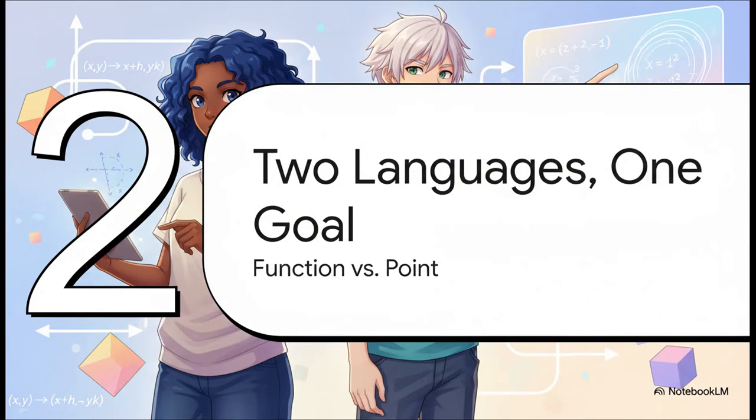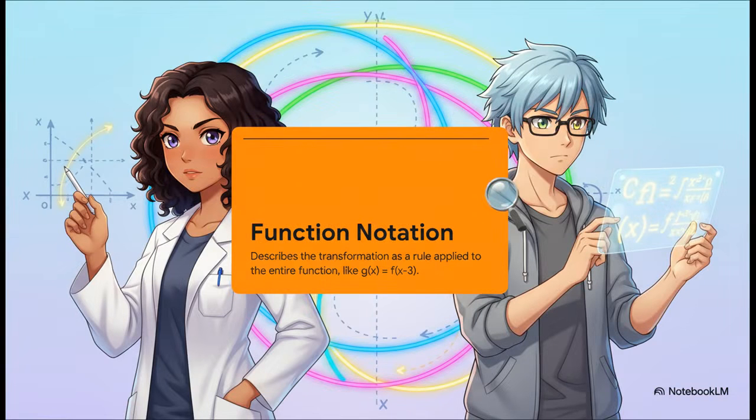So, okay, how do we escape this trap? Well, it all comes down to understanding that there are basically two different languages to describe the exact same transformation. They both get you to the same place, but one of them gives you a much clearer map. First up, we've got function notation. This is probably the one you've seen the most. It's the classic algebraic way of writing the rule, where you're describing what's happening to the function as a whole. Something like g of x equals f of x minus 3.